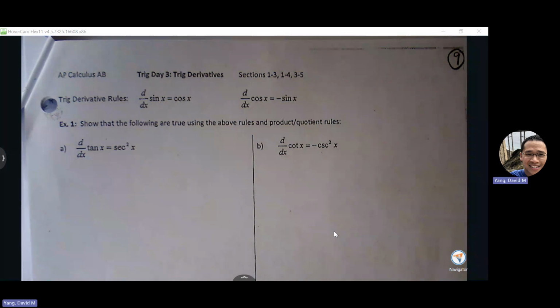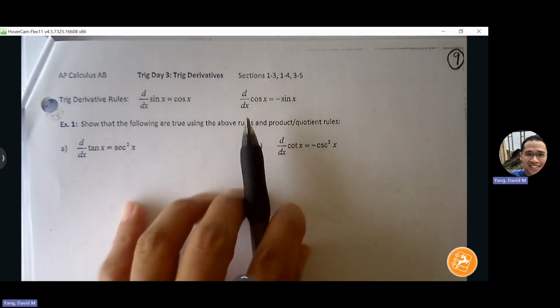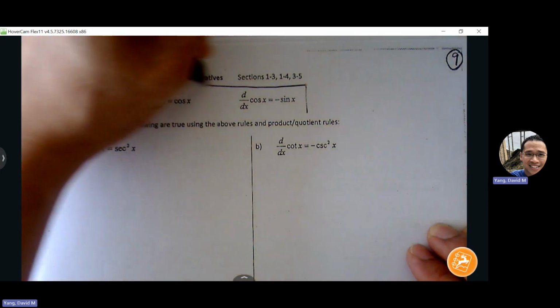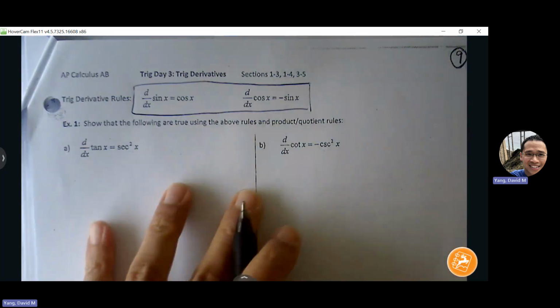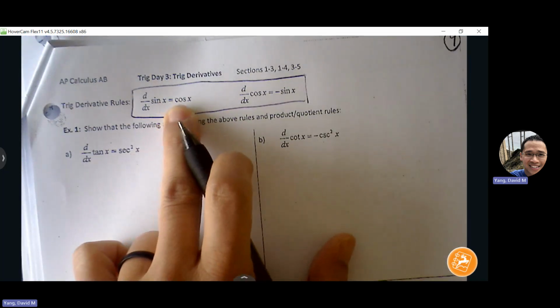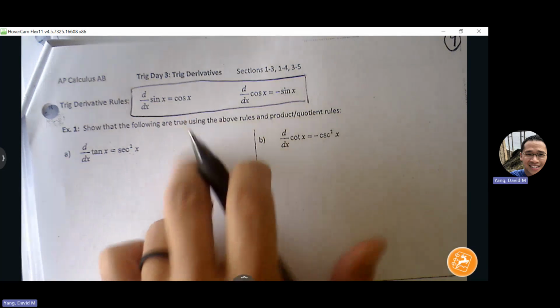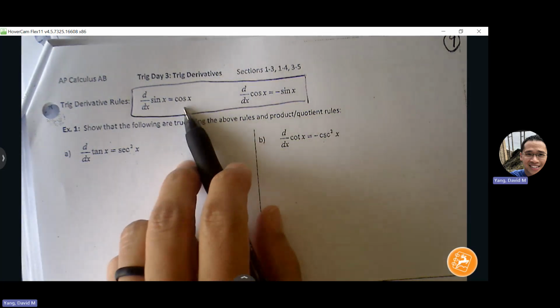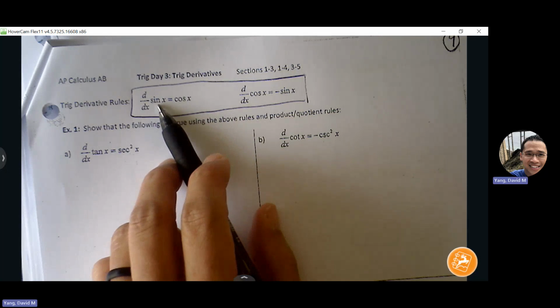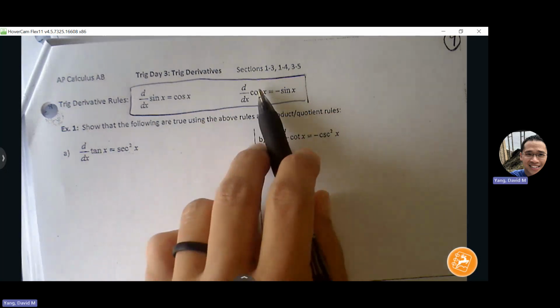Okay, so we have 6 trig functions, and each trig function will have its own derivative or slope formula. The two most common, or the two most important ones, are these two here. I mean, we're responsible for all 6, but the derivative for sine is simply cosine. So that means the cosine is going to describe the slope behavior of the sine graph. Also, the derivative of cosine is negative sine.